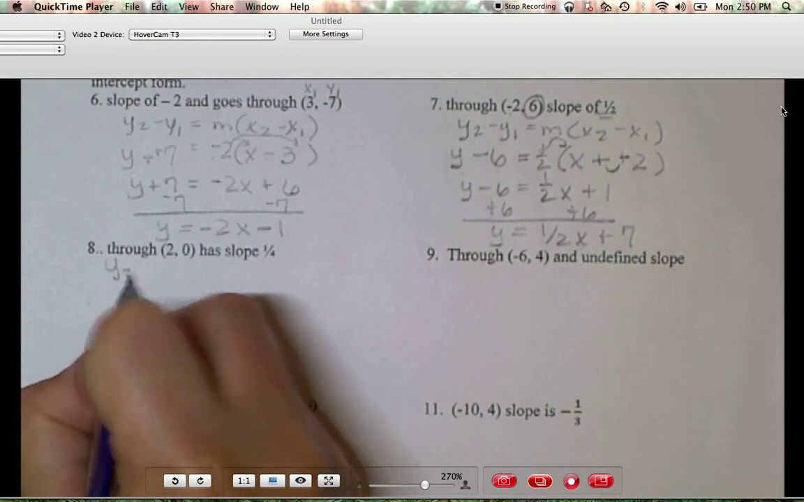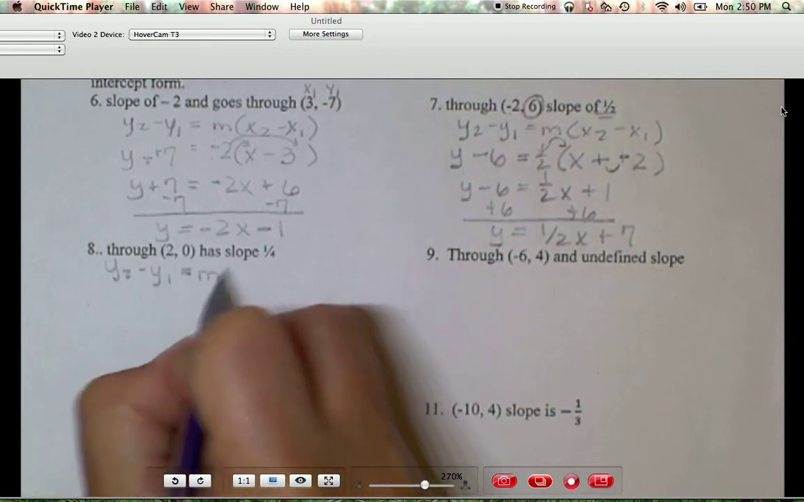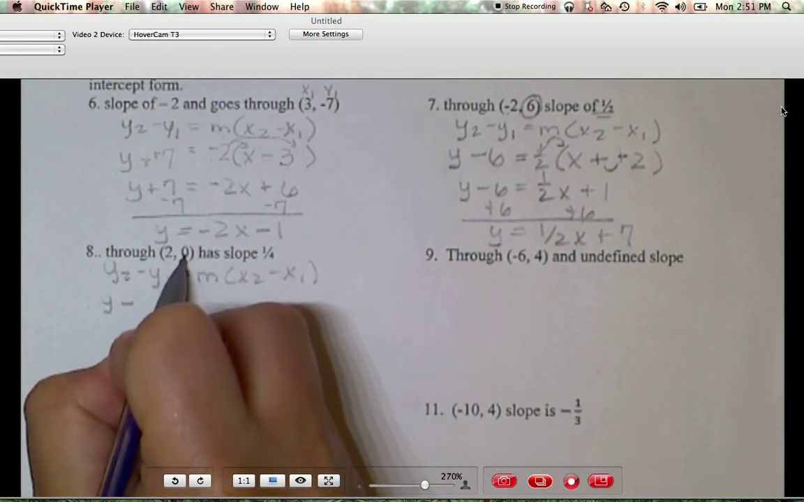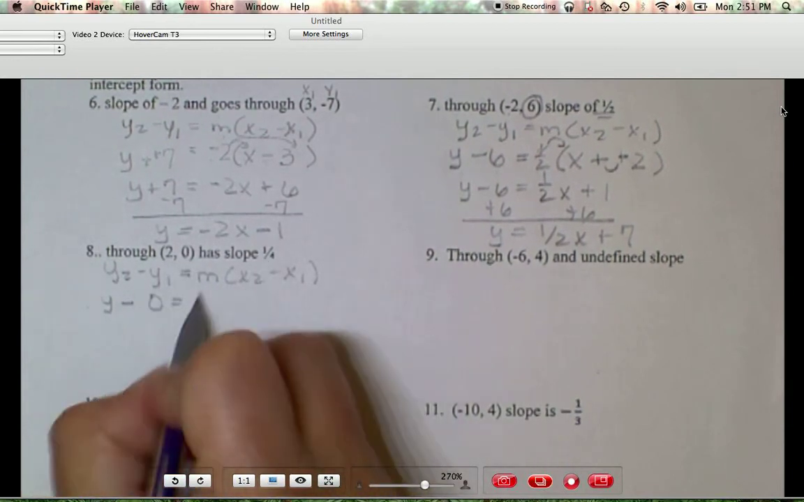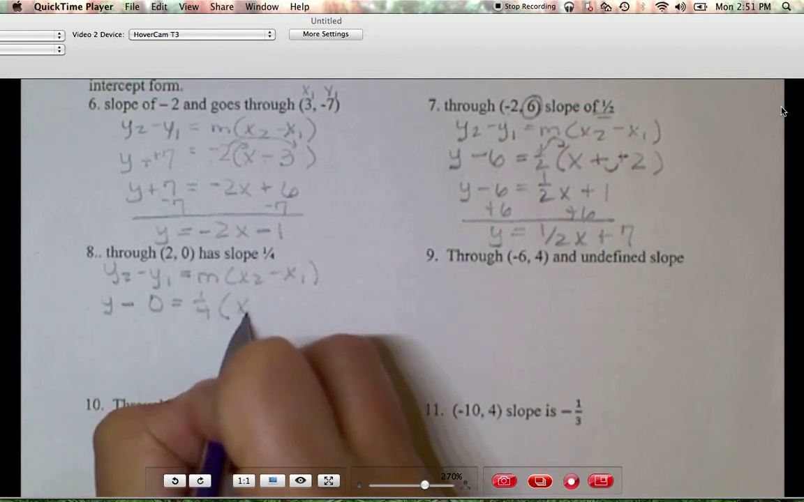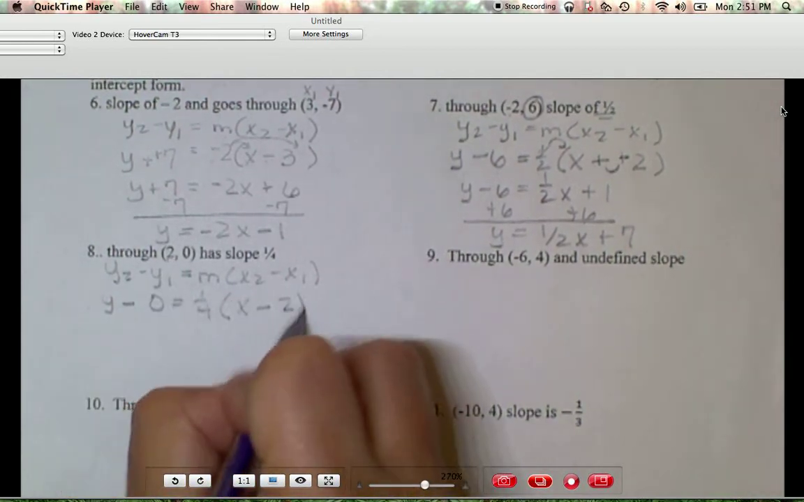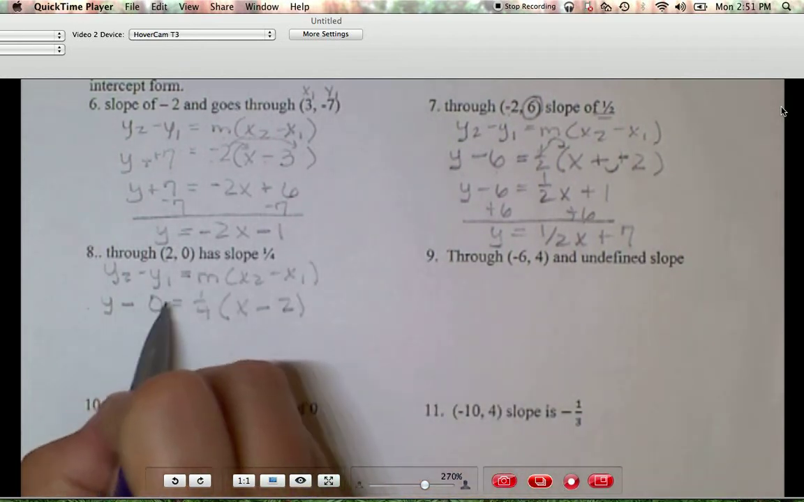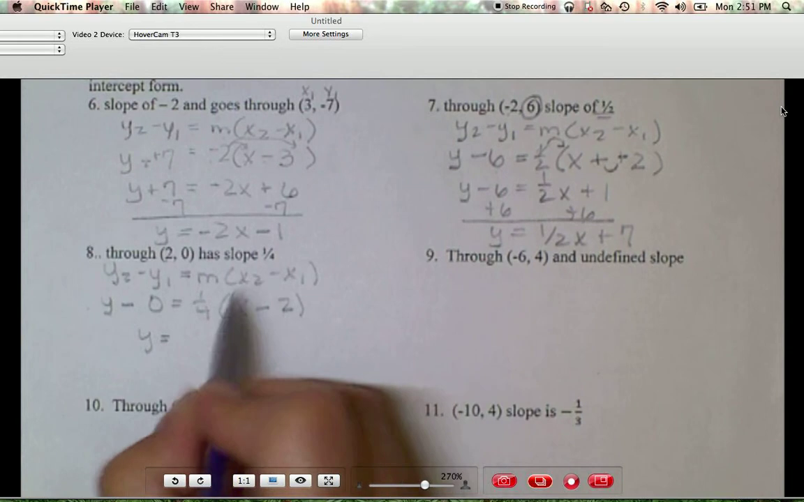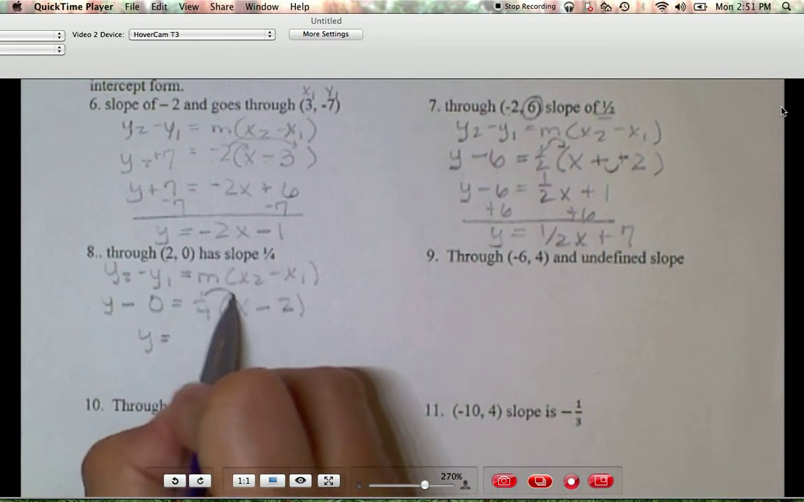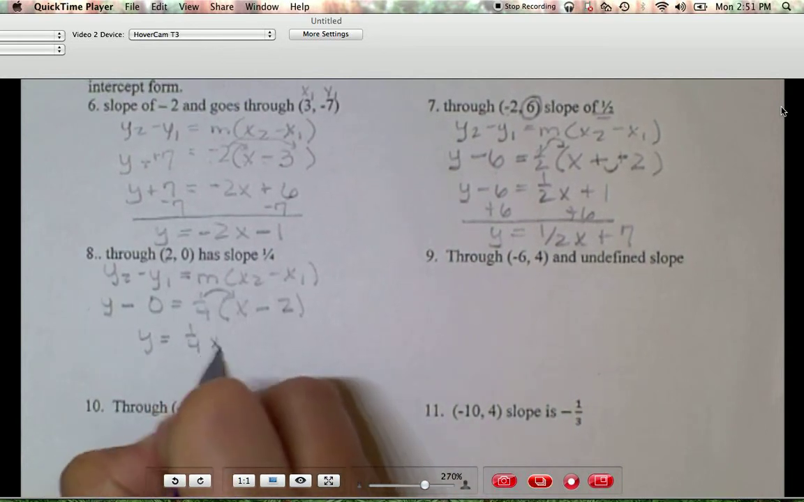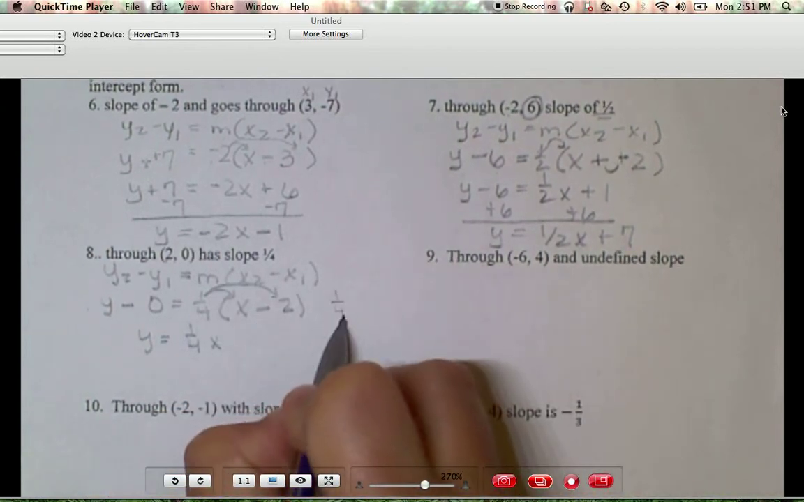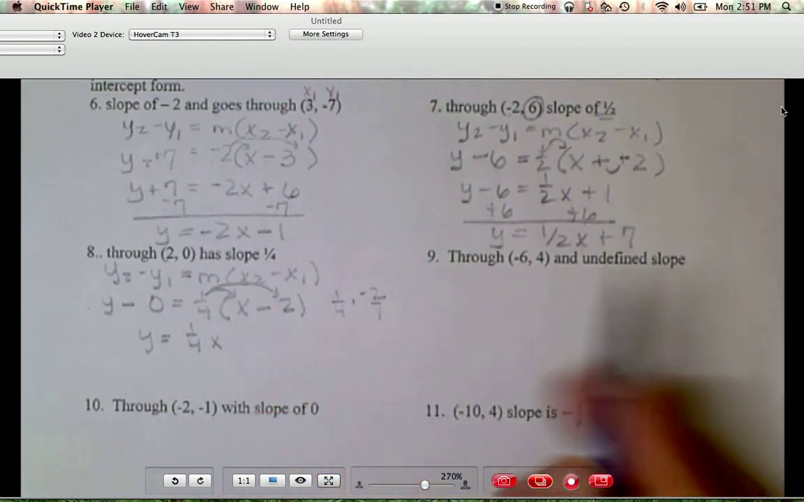Starting with the formula, y2 minus y1 equals m times x2 minus x1. We get y minus our y value, which is 0, equals our slope, which is 1/4, times x minus our x value, which is 2. We need to get y alone, which, luckily for us, y minus 0 is still y. But we want to go ahead and distribute this 1/4. So 1/4 times x was 1/4 x. 1/4 times negative 2. Let's do this over here. 1/4 times negative 2 over 1.